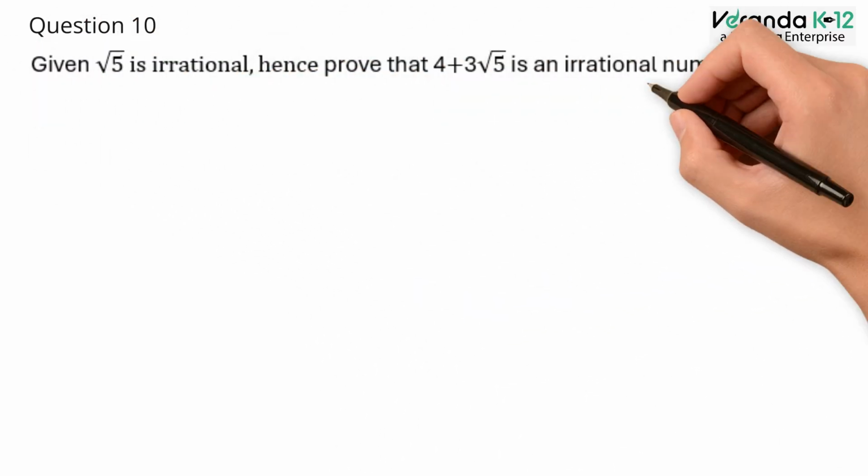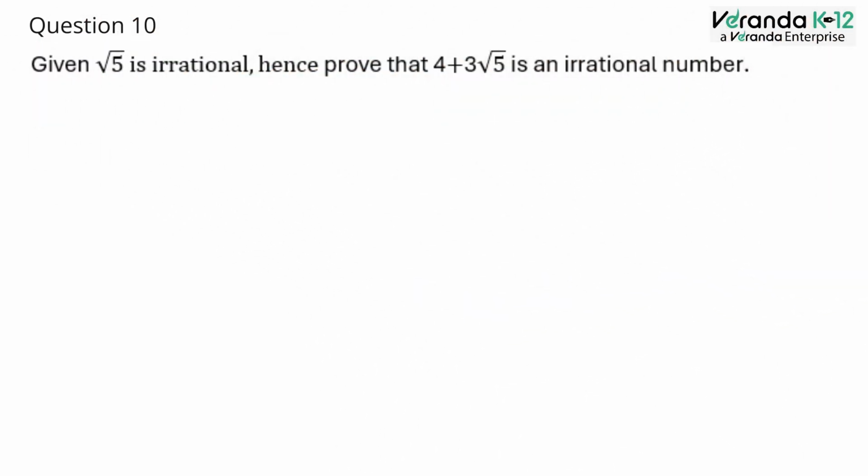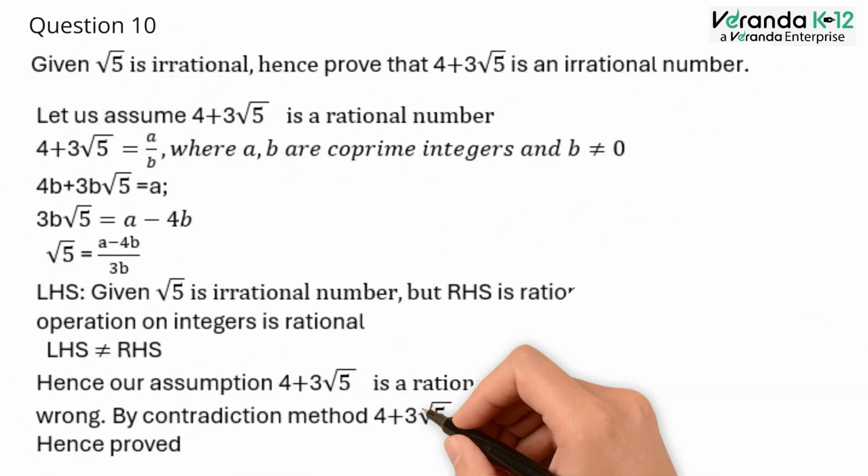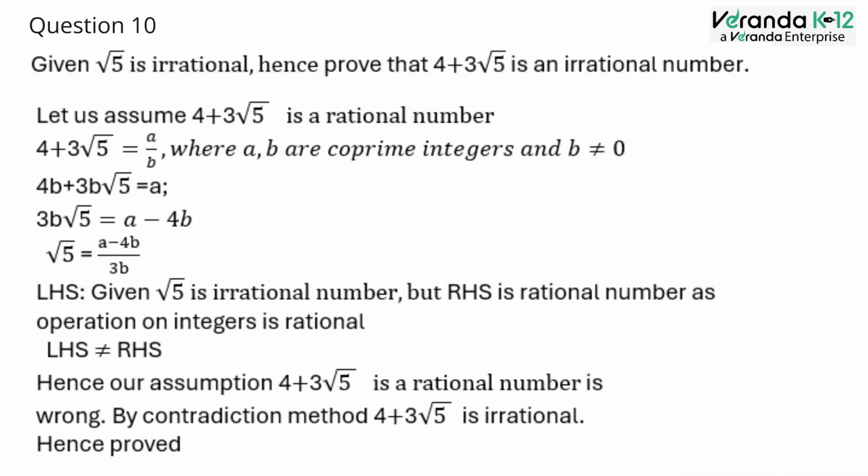Next question, 10th one. Given root 5 is irrational, hence prove that 4 plus 3 root 5 is an irrational number. So first let us assume 4 plus 3 root 5 is a rational number. So it can be written as 4 plus 3 root 5 is equal to a by b, where a and b are coprime integers and b not equal to 0.